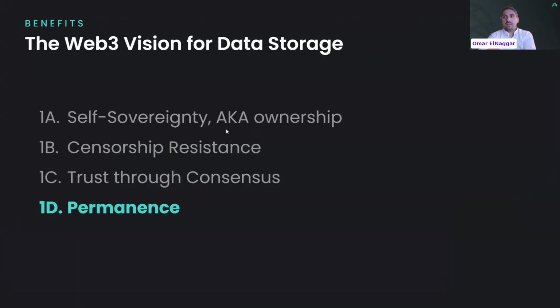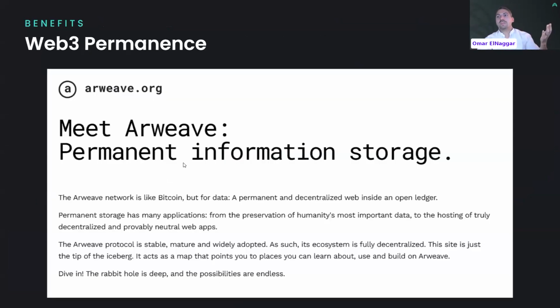Now, the last benefit that I'll say from distributed storage is permanence. And this is Weave's forte right here. They are the permanent information storage service for Web3. But even if you're putting data into a smart contract on Ethereum, for example, you should be establishing permanence for that data, for better or worse.